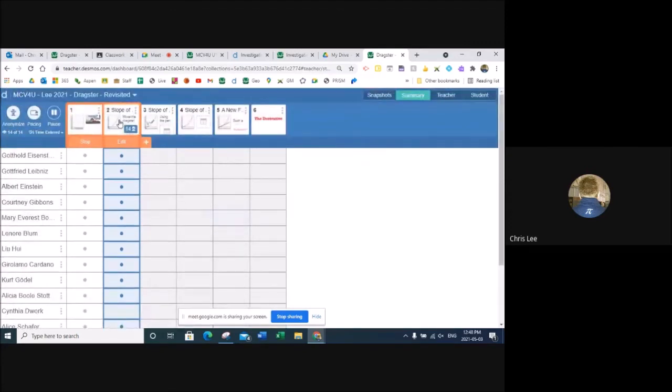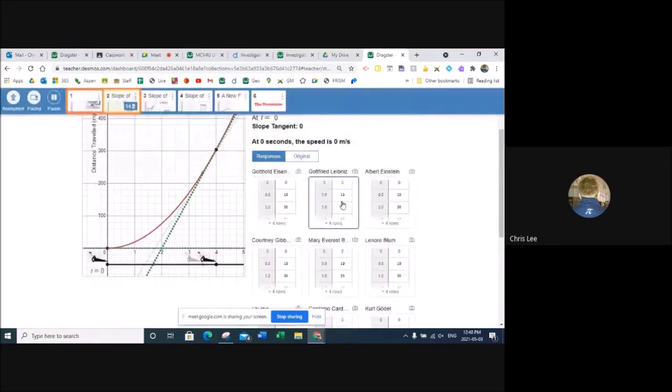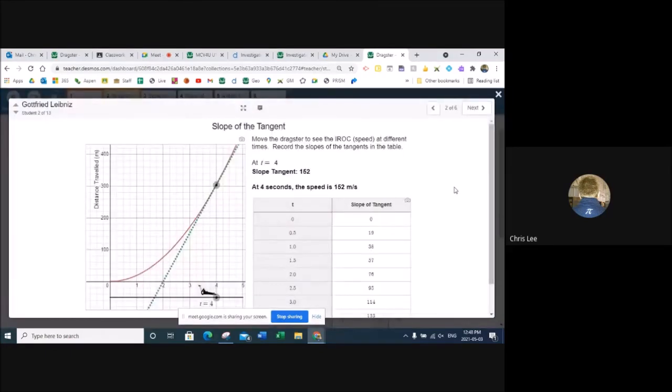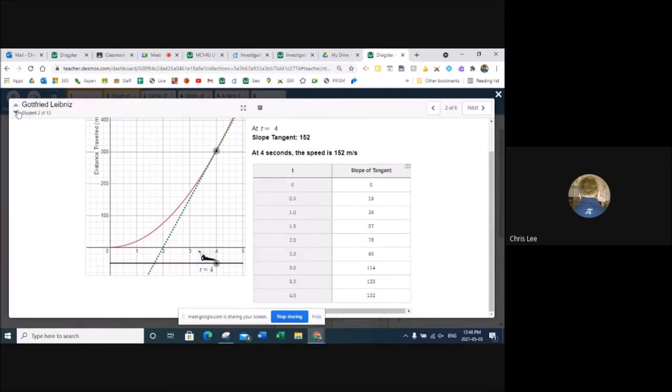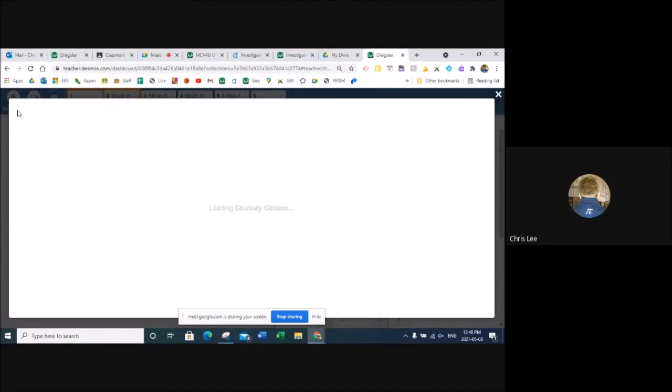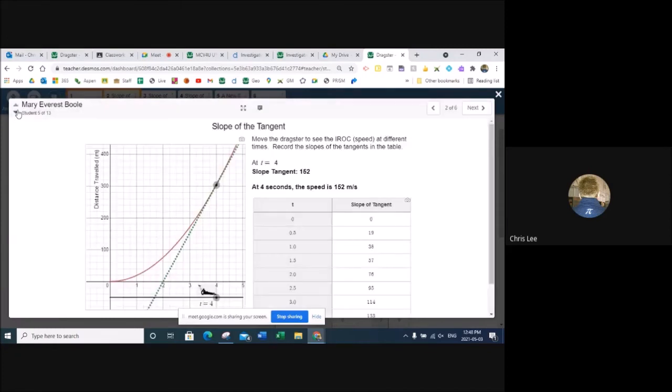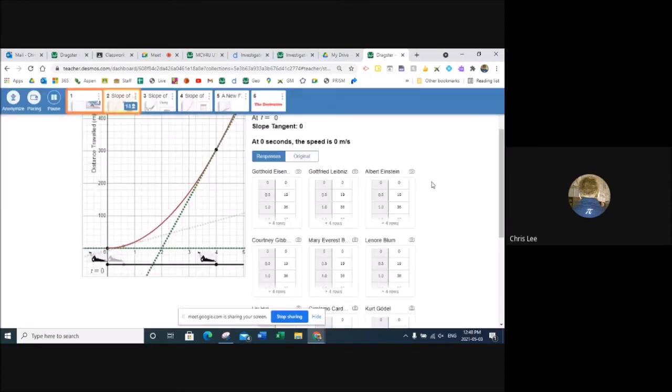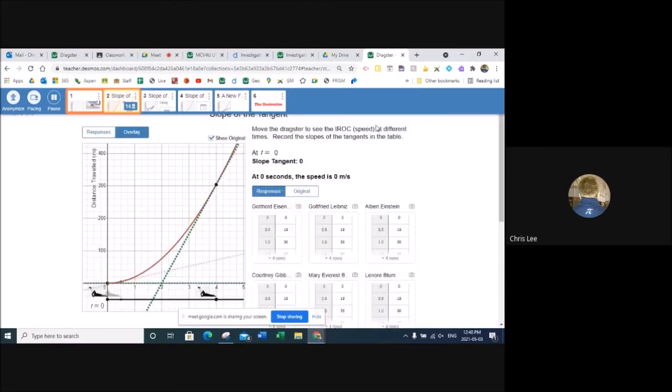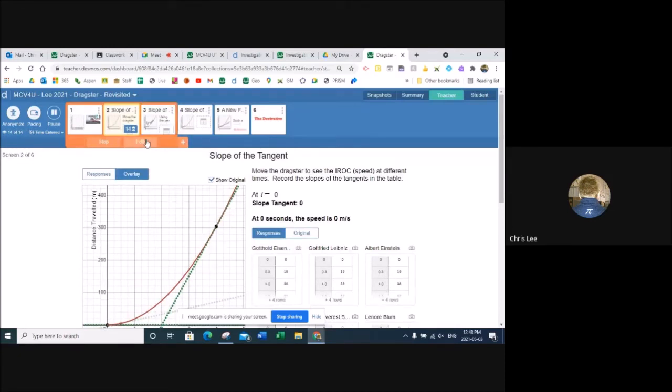Okay, so everybody is on slide 2, and I'm looking at slopes of tangents. It looks like people have got different slopes of tangents. Good. All right, so we all have the different slopes of the tangents recorded into a table. Now I'm going to release the next slide.